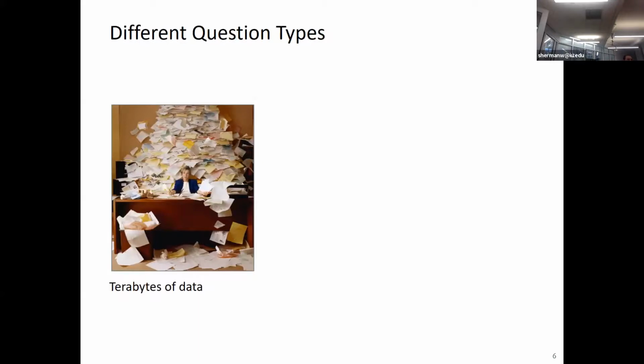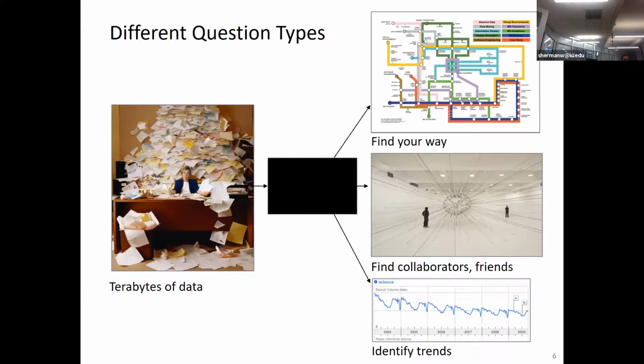In the visualization frameworks that we promote and teach here, we start with different question types. You have these so-called when, where, what, and with whom questions. And in many cases, you start with a lot of data on the left, and you try to help people answer very simple questions, such as how do I find my way through data from A to B? How do I find collaborators, friends? How do I watch what my competition is doing? How do I identify trends?